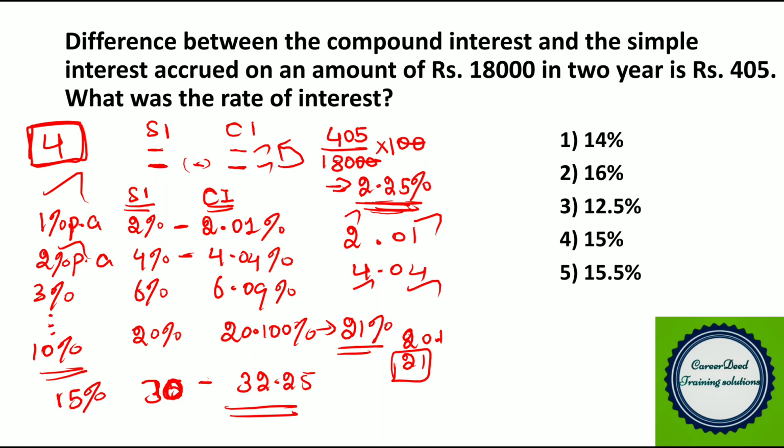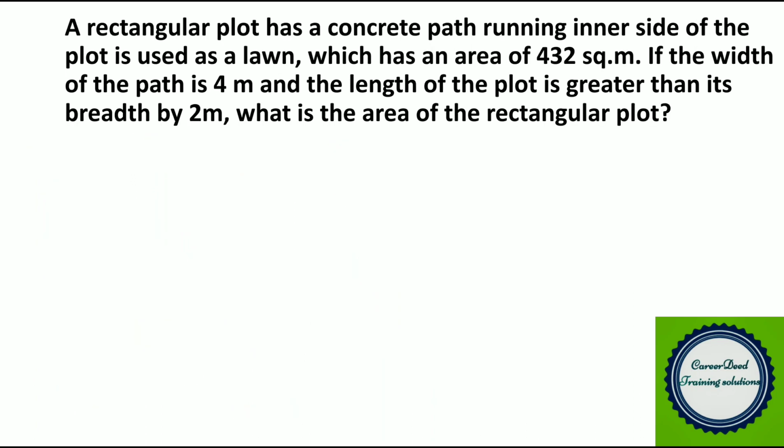Now moving to question number 17. A rectangular plot has a concrete path running along it, and the inner side of the plot is used as a lawn, which has an area of 432 square meter. If the width of the path is 4 meter and the length of the plot is greater than its breadth by 2 meter, what is the area of the rectangular plot?